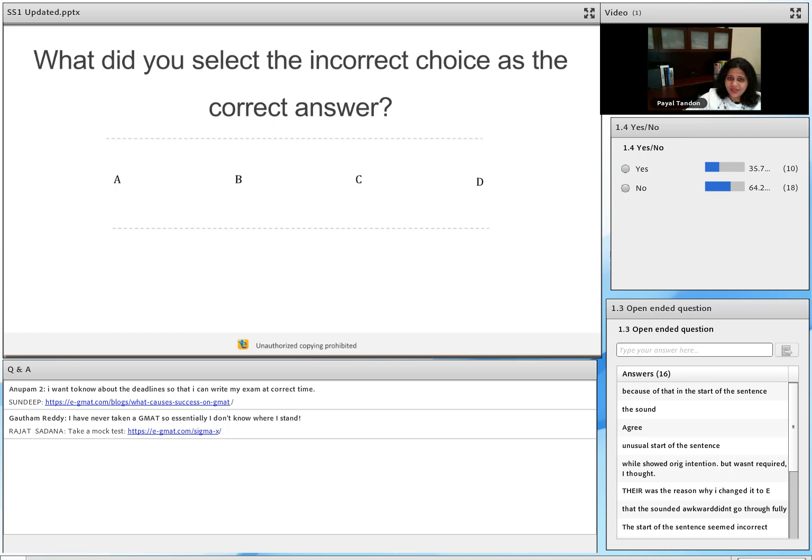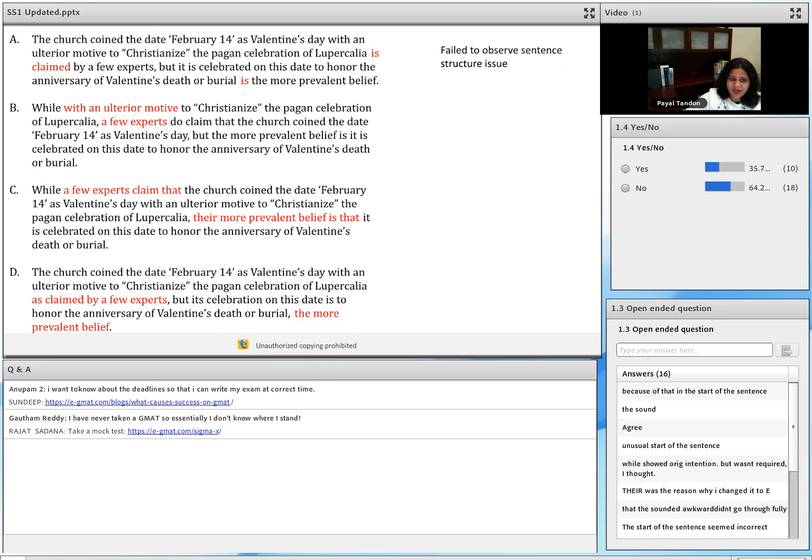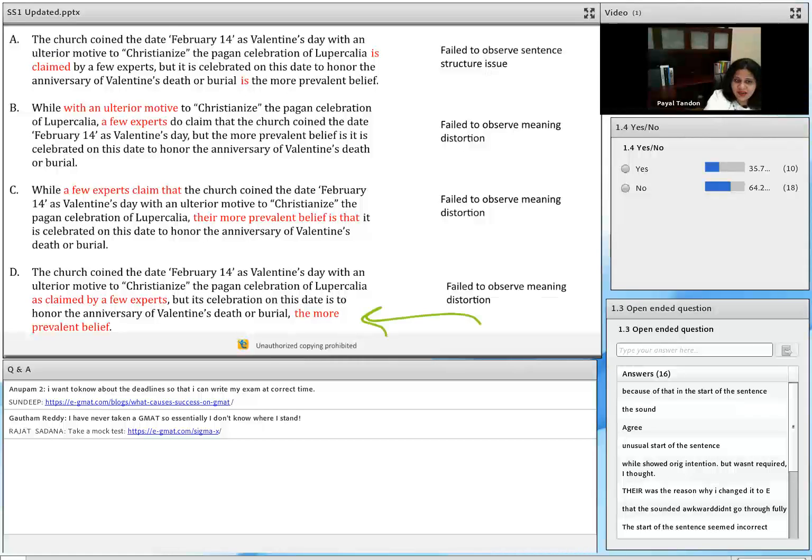Now, second thing is, why did you select the incorrect choice as the correct answer? And that's very important. For those of you who selected choice C, you selected choice C because you were not able to observe the change in meaning. That is very, very important. For those of you who selected choice D as the correct answer, you weren't able to see that this is ambiguous. The sentence is not clear. If I simply give this sentence to my audience, they are going to be confused because it's not very clear. There is ambiguity with what the few experts claim.